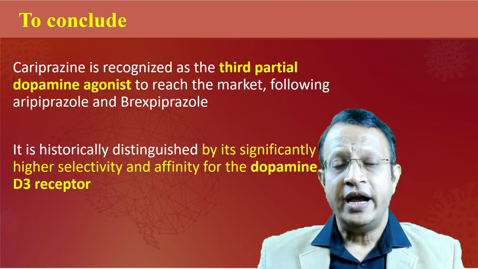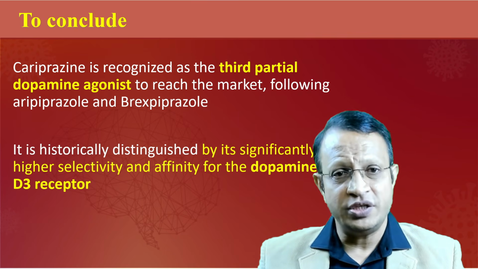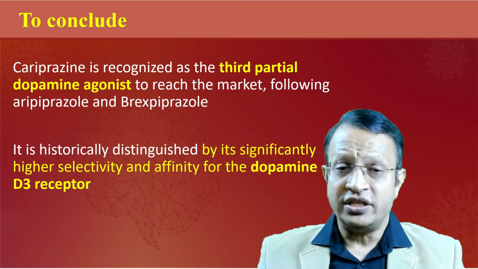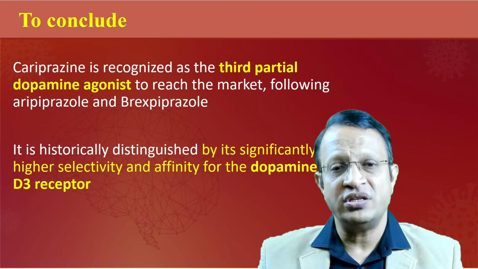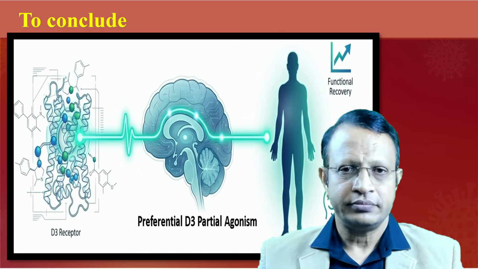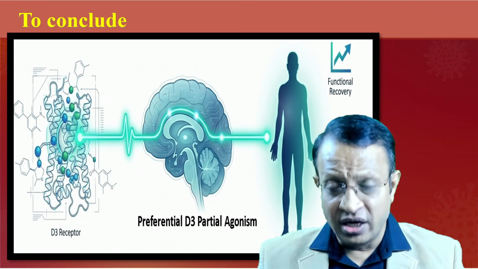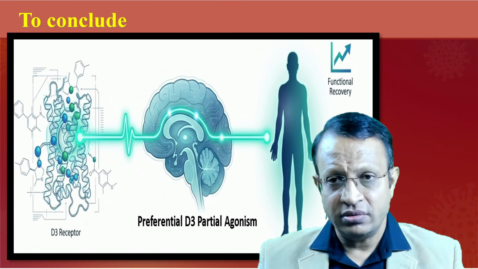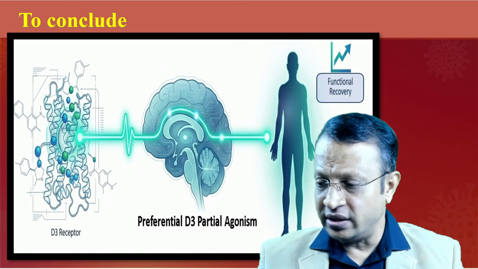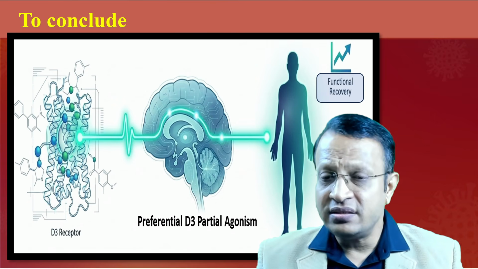To conclude, it is considered the third partial agonist apart from aripiprazole and brexpiprazole. It is distinguished by its significantly higher selectivity and affinity towards the dopamine D3 receptor. Its affinity is so much more than endogenous dopamine. Hence, it dislodges the dopamine and occupies the dopamine D3 receptor. This preferential partial agonism towards the D3 receptor improves functional recovery, and improves delusions and hallucinations. The patient will recover. Not only that, it causes low craving since D3 receptors are there in the nucleus accumbens, ventral tegmental area, and limbic system. Hence, it decreases substance craving.